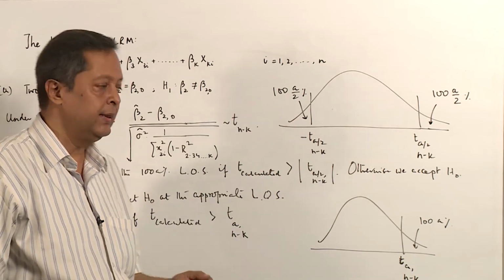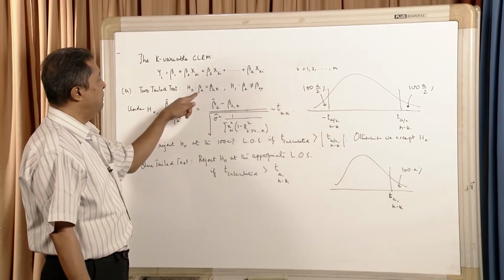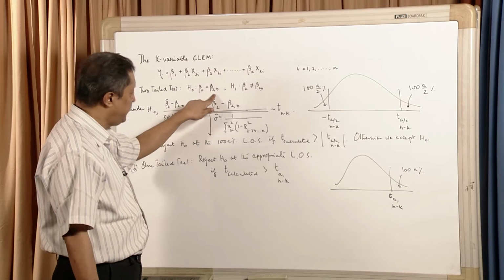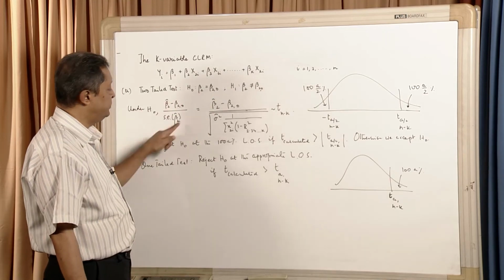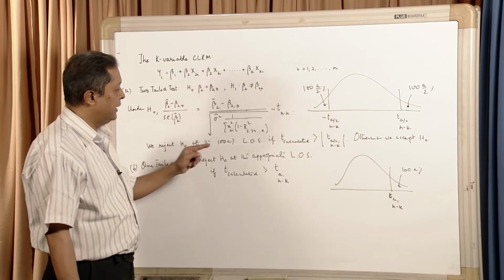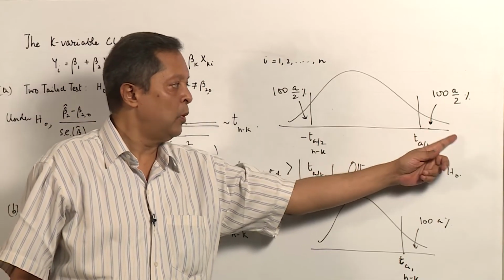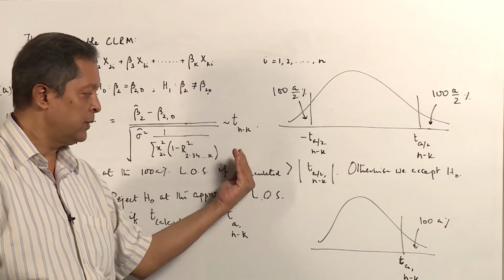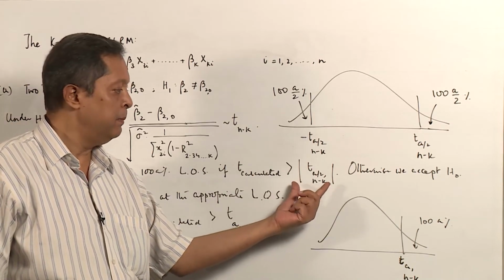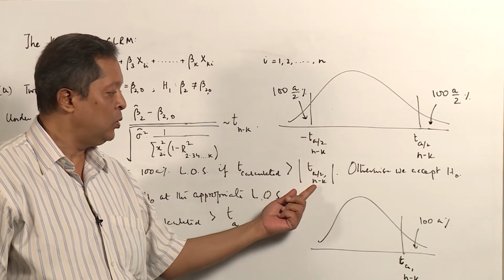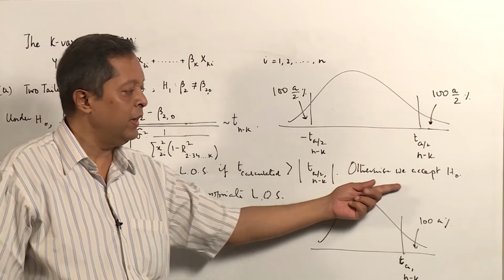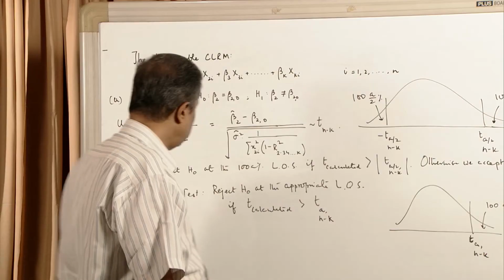For example, if it is a 5% level of significance, then this is 2.5%, this is 2.5%. So, we reject the H naught, we reject beta 2 equal to beta 2 naught, if our calculated value of the test statistic, that is T calculated, either goes to the right of this post or comes to the left of this post, that is, it is exceeding the modulus of T a by 2 with n minus k degrees of freedom. Otherwise, we accept H naught.